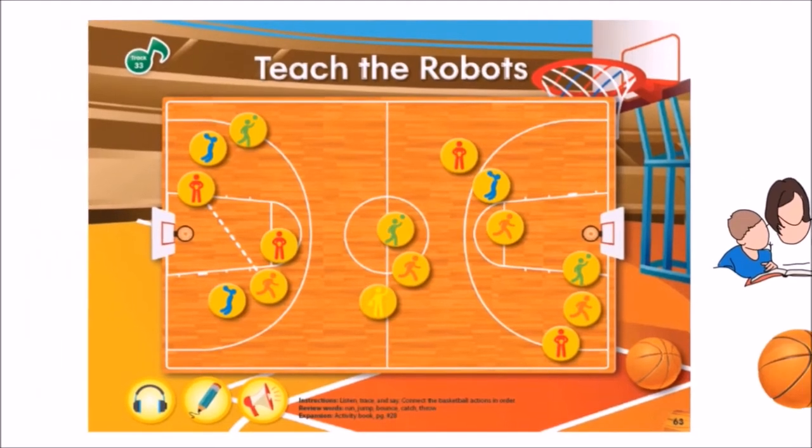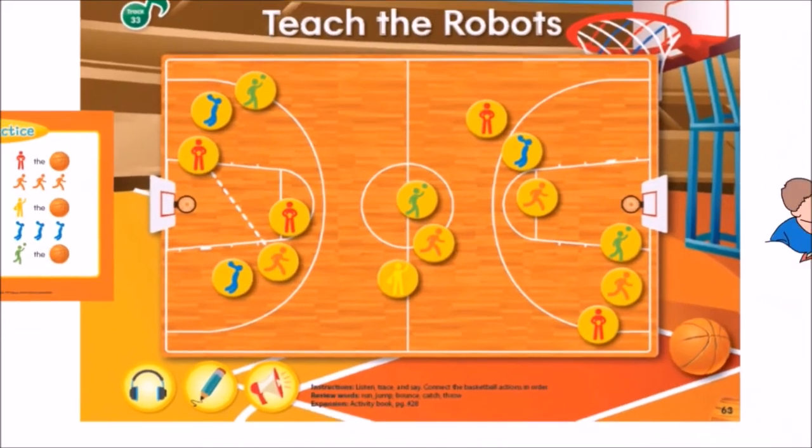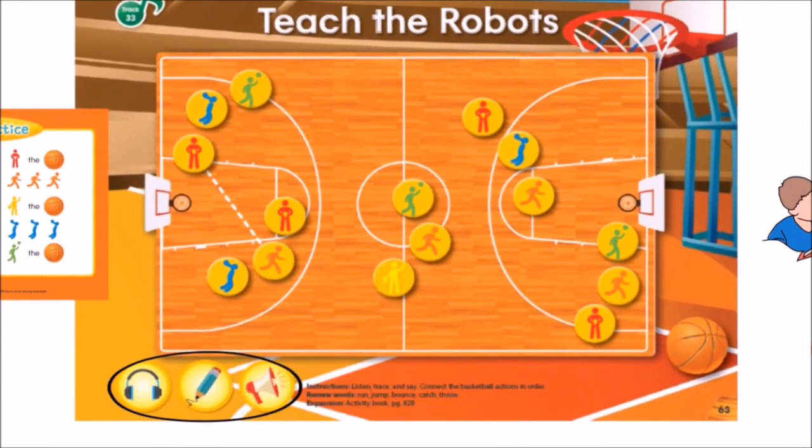For the practice section, go ahead and review with your students the flashcards catch, run, bounce, jump, and throw. Then inform your students that they will need to listen and trace the dotted lines in the correct order to finish the page. From the Digital Classroom's Material CD, demonstrate this activity in front of your students on the interactive whiteboard.